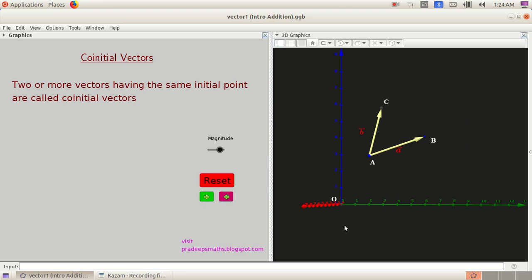Co-initial vectors. We have two vectors, vector A and vector B, with the same initial point A. That means AB and AC are two vectors with the same initial point. Therefore, these two vectors are co-initial vectors.